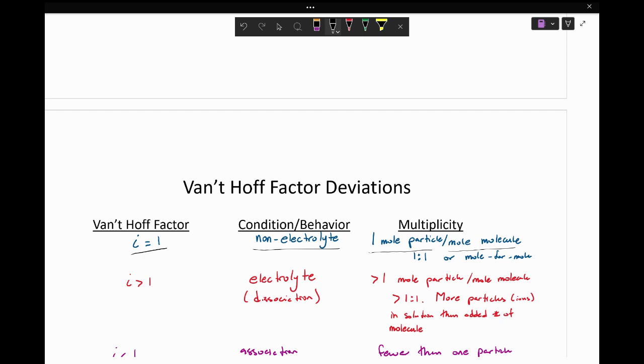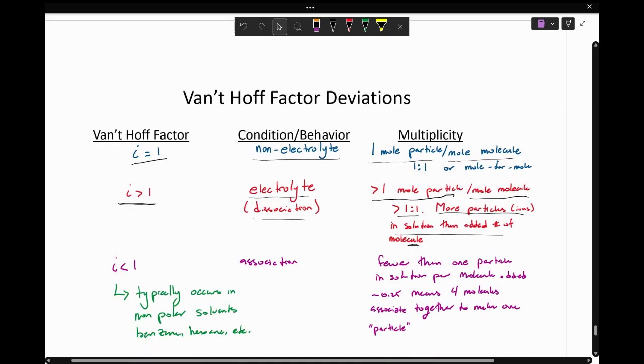Now we've talked about the case where the Van Hoff factor is greater than 1, and this is for our electrolytes, which dissociate when they hit solution. And so in terms of multiplicity, or the relative number of particles versus the number of initial substance you started with, we have greater than 1 mole of particle for every mole of molecule you've added. So I'd say that's greater than 1-to-1. And finally, a third way to state this is that you just have more particles or ions in solution than the number of molecules that you've added. So that's what we talked about so far.